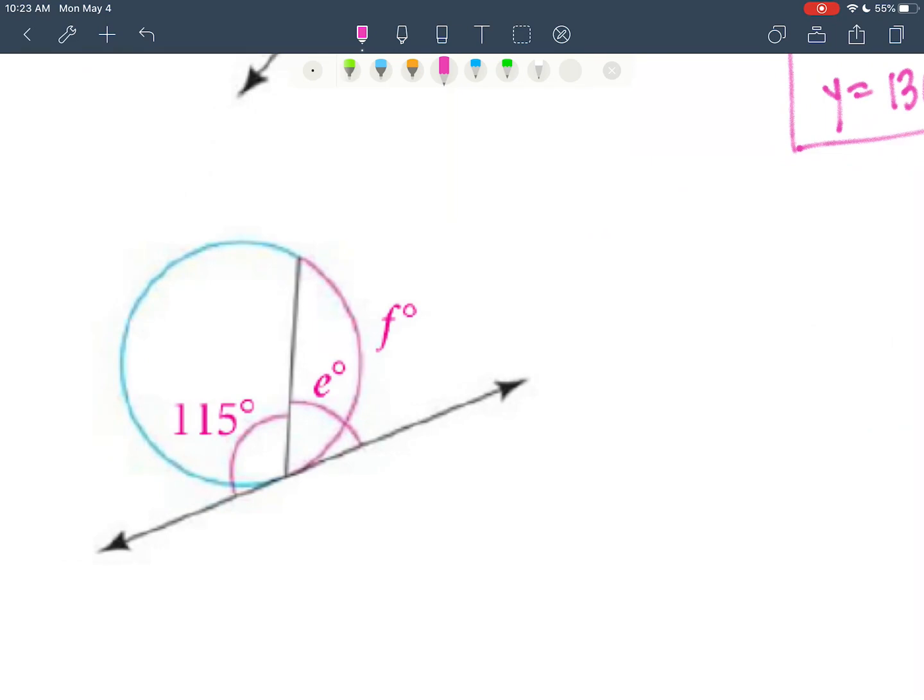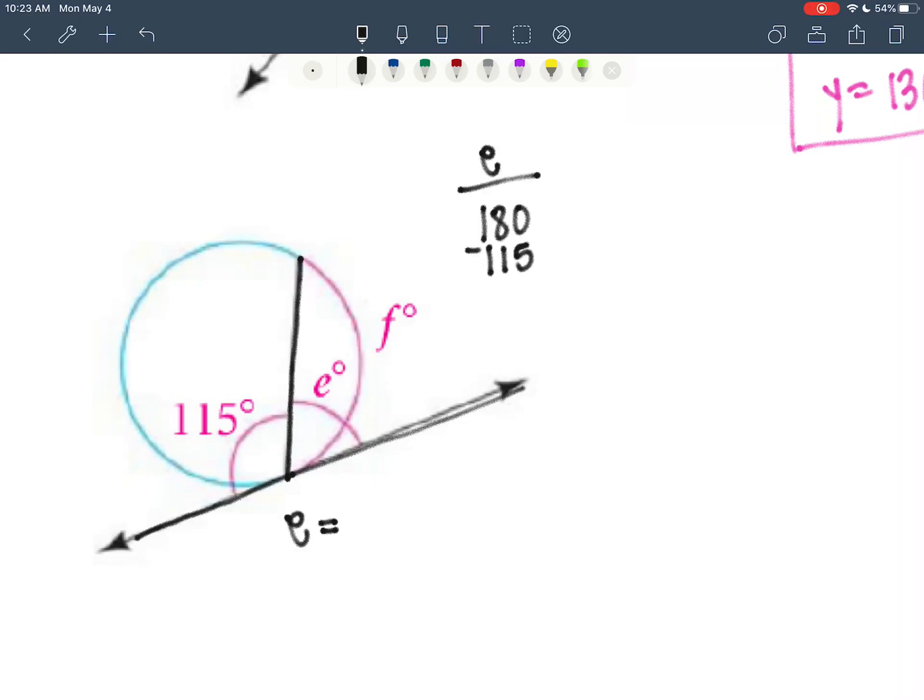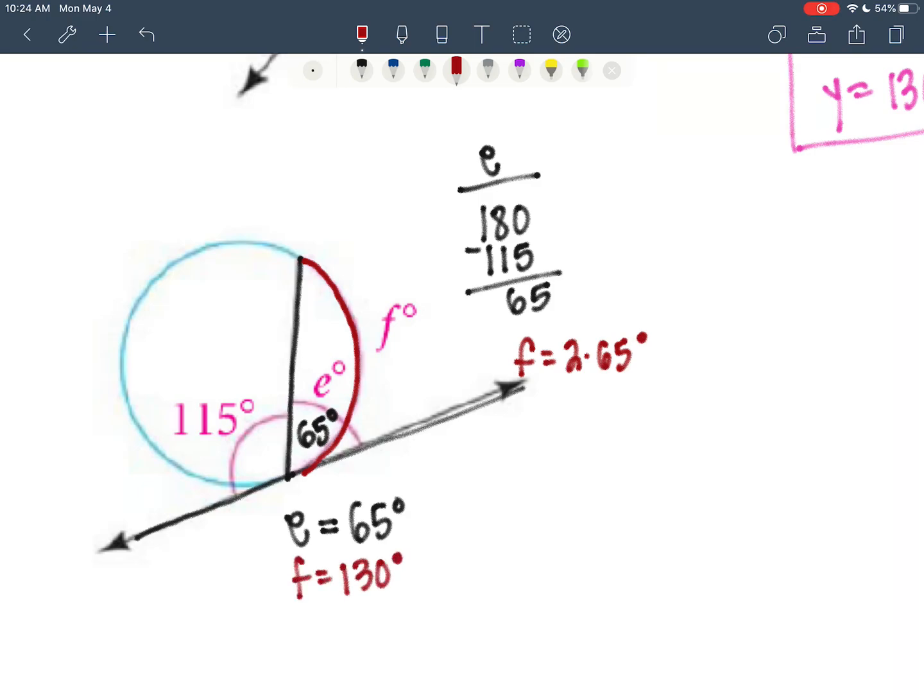I've got a straight line that's creating a linear pair with that chord. So that chord has created a linear pair. So E is going to be supplementary. So 180 minus 115. This is what measure of angle E is. That's going to give me 65 degrees. The angle is 65 degrees. The arc is going to be 2 times that. So F is going to equal 2 times 65, which is 130 degrees.